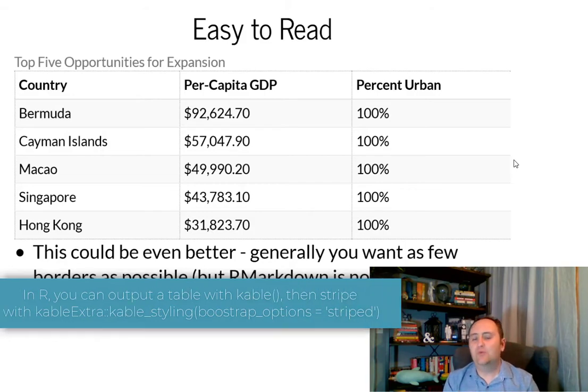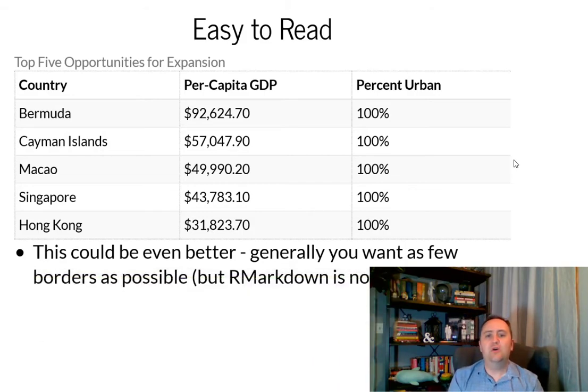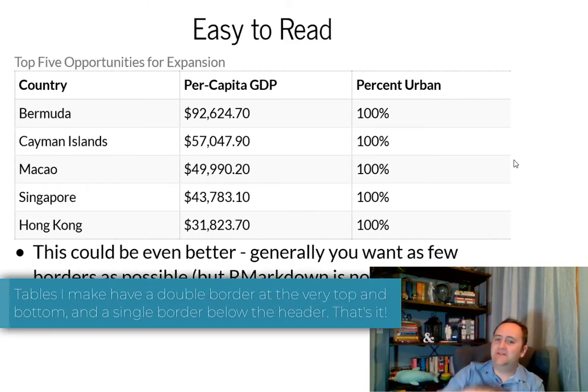I would also recommend getting rid of most borders. You don't need a lot of borders in a table. You can do without them, especially if you have striping like this. So R Markdown was not cooperating on this, so it's still got some borders on it. But generally, I get rid of as many borders as I can, maybe a couple of horizontal lines at the beginning and end to sort of mark off the table.